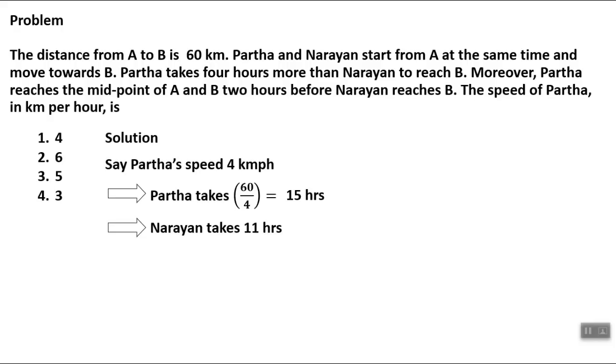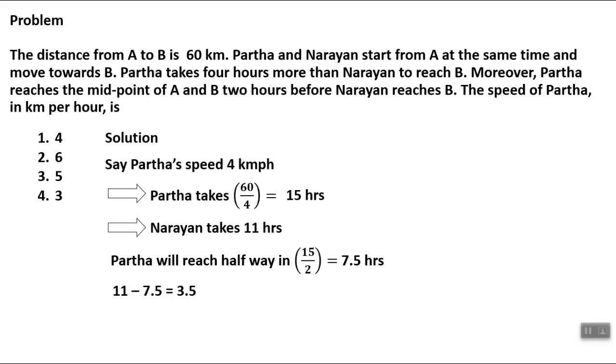If Partha takes 15 hours to cover the full distance, then he will reach halfway in 7.5 hours. The difference between 11 and 7.5 is 3.5, which is not 2, which we want it to be. So 4 cannot be the right answer. If the difference is 3.5 and we want it to be 2, I think it tells you that Partha must be traveling at a higher speed.